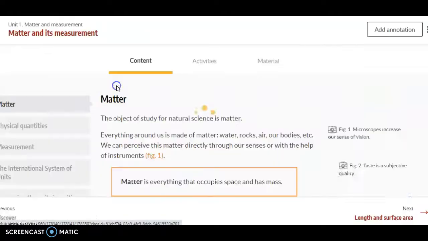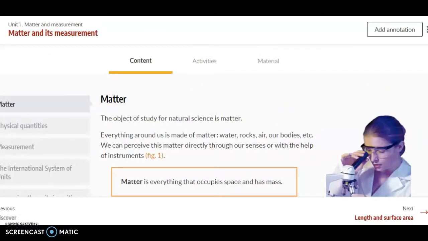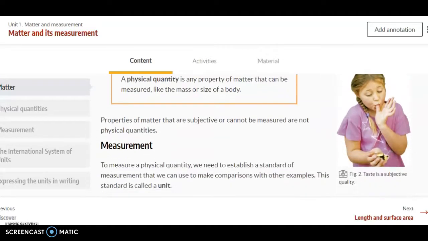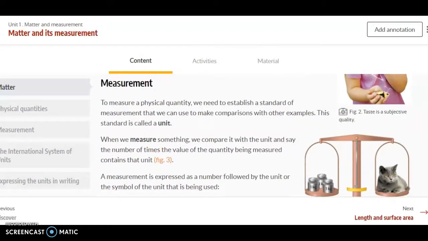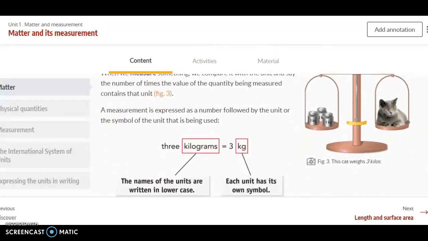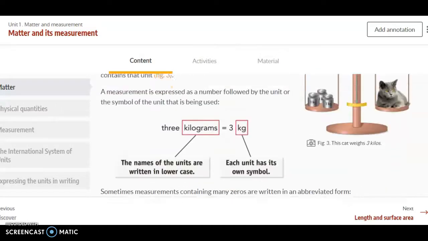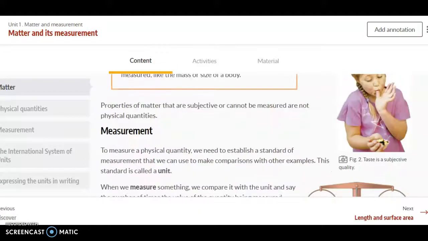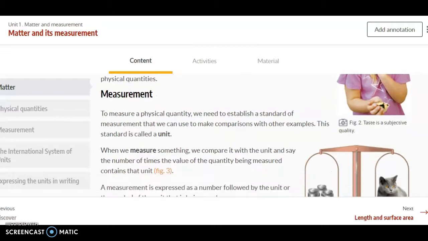Next one is matter and its measurement. You will have to define what matter is, what physical quantities are, and what measurement is. Basically, anything that has a physical quantity can be measured. Remember that some properties of matter are subjective, and those cannot be measured. So physical quantities are only those quantities that can be measured. How do we measure them?